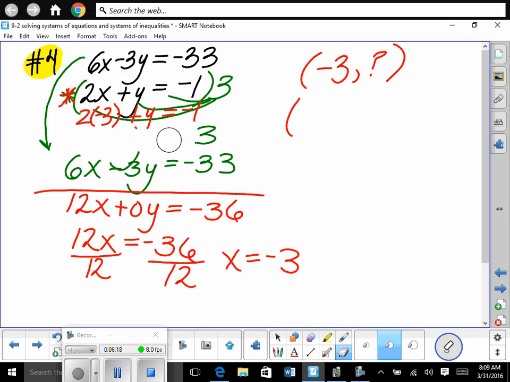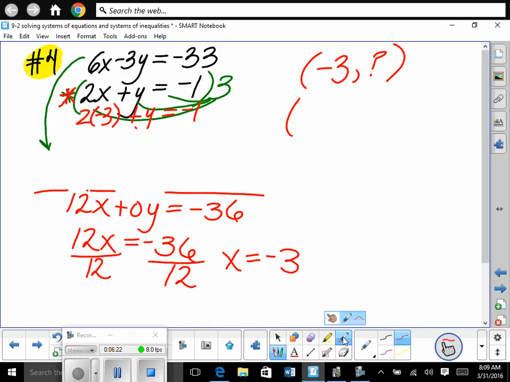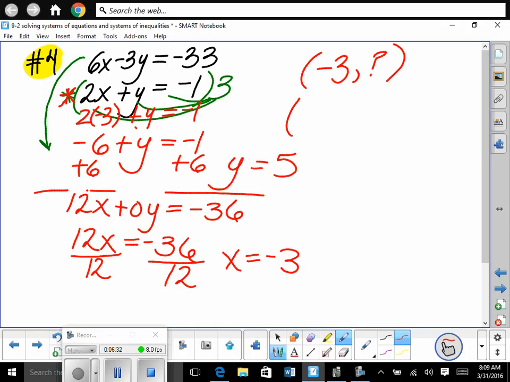So I'm going to erase this to give myself some room. So now solving for y, that is negative 6 plus y is equal to negative 1. Solving for y, algebraically, we'd add 6. So y is equal to 5, right? So our answer would be negative 3, comma 5. It's an xy point where those two lines intersect.